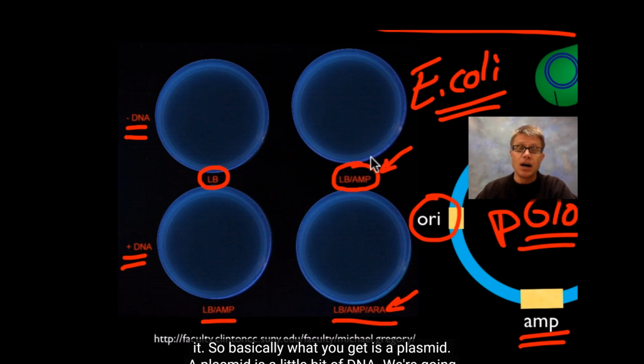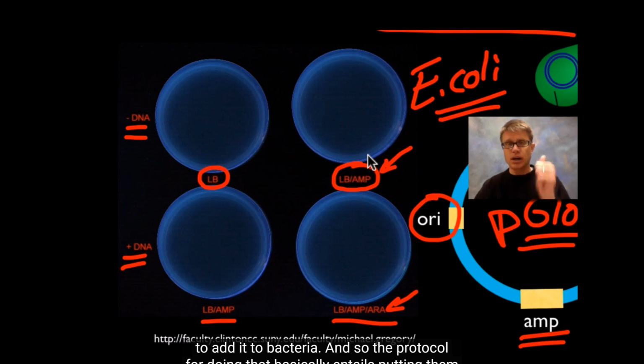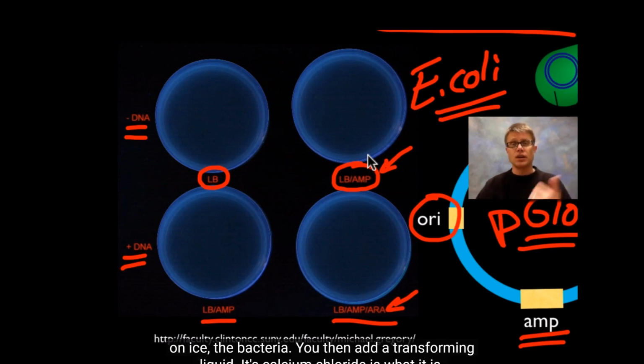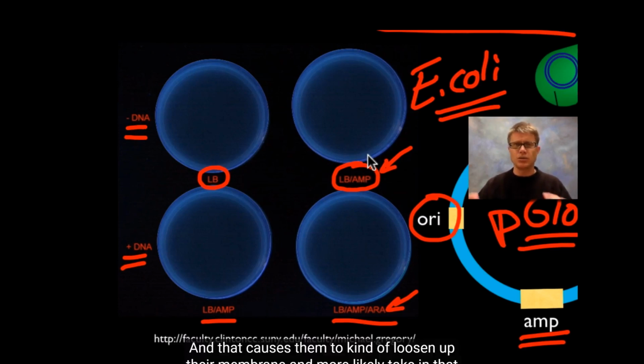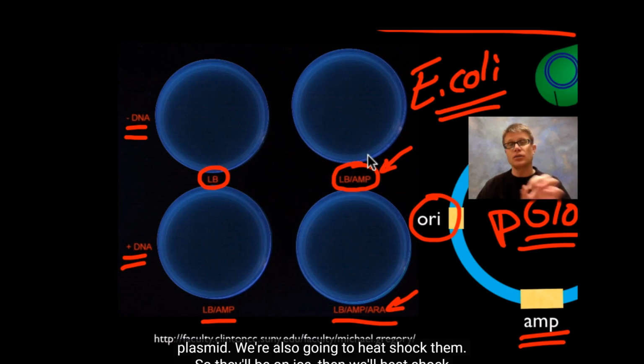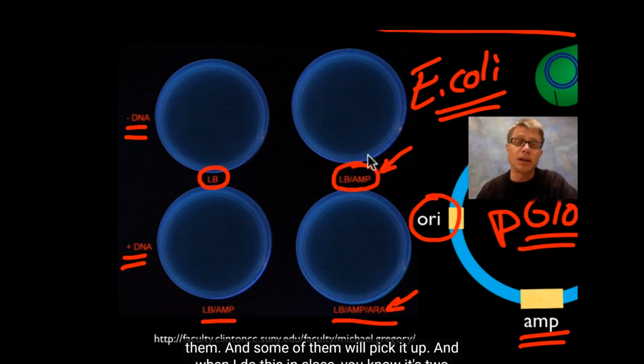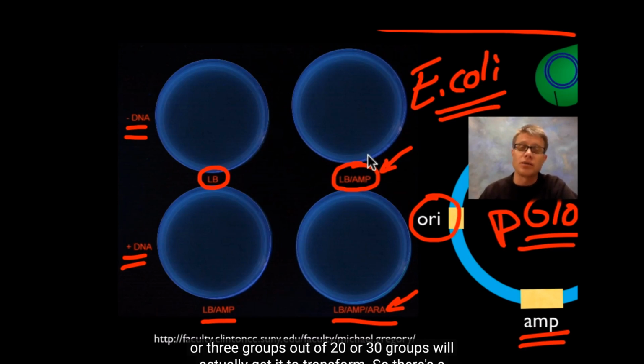A plasmid is a little bit of DNA. We're going to add it to bacteria, and so the protocol for doing that basically entails putting them on ice, the bacteria. You then add a transforming liquid. It's calcium chloride is what it is, and that causes them to kind of loosen up their membrane and more likely take in that plasmid. We're also going to heat shock them, so they'll be on ice, then we'll heat shock them, and then some of them will pick it up. And when I do this in class, you know, it's 2 or 3 groups out of 20 or 30 groups. We'll actually get it to transform.